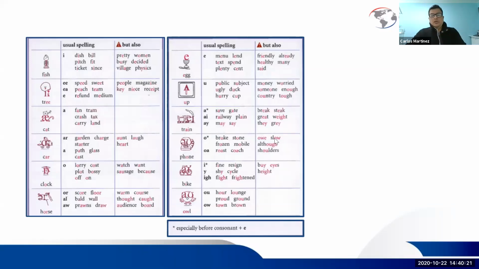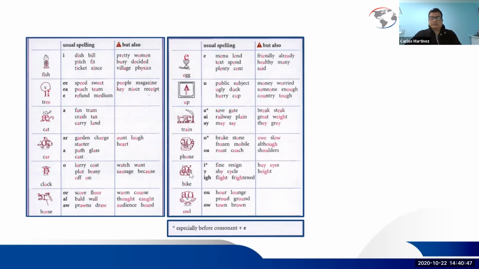OW: slow. OUGH: although. And then shoulders, okay? So these are different combinations of the letters. Remember, these are the letters and these are the phonetic symbol for the phoneme O.